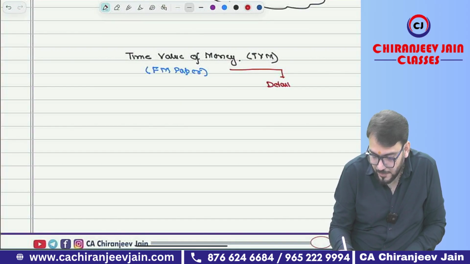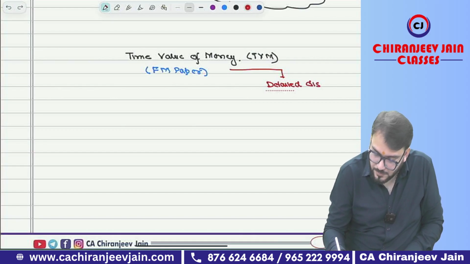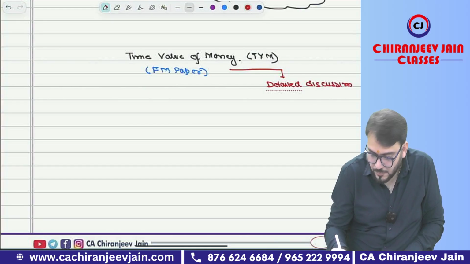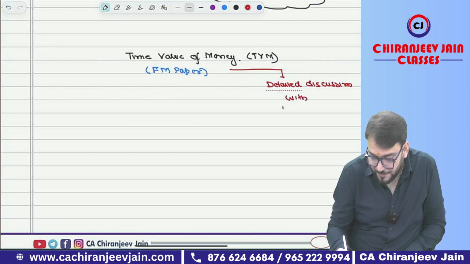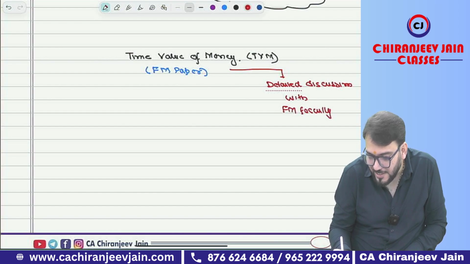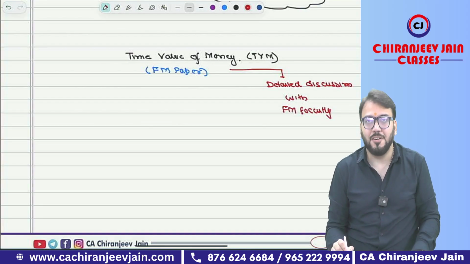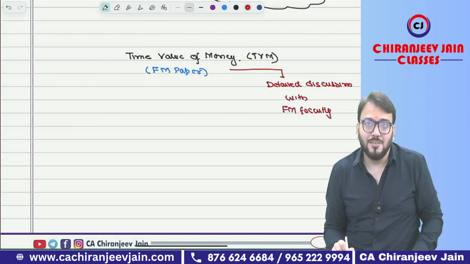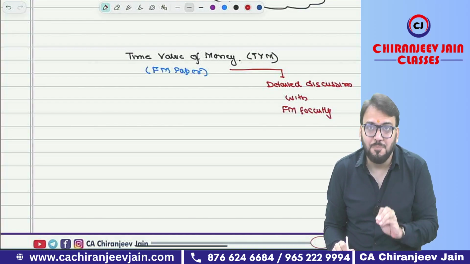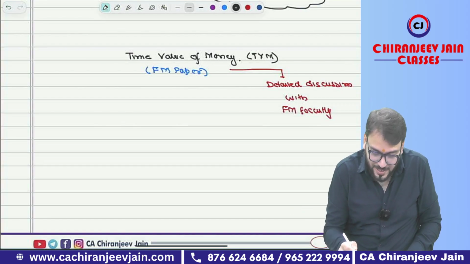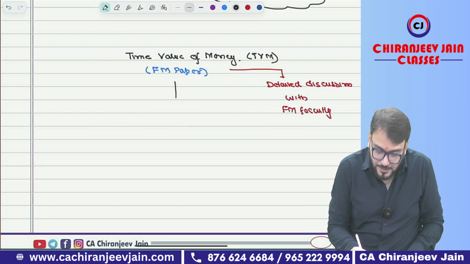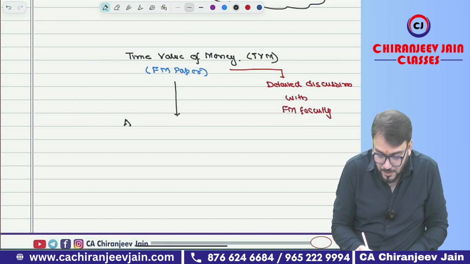Detailed discussion with FM faculty. Of course, I am not going to do a detailed discussion. I will just give you the concept, some examples, and then we'll proceed to the accounting standard. However, it is one chapter in your FM paper, so of course the detailed discussion will be with your FM faculty. Got this point? This time value of money will be used in Accounting Standard 10.